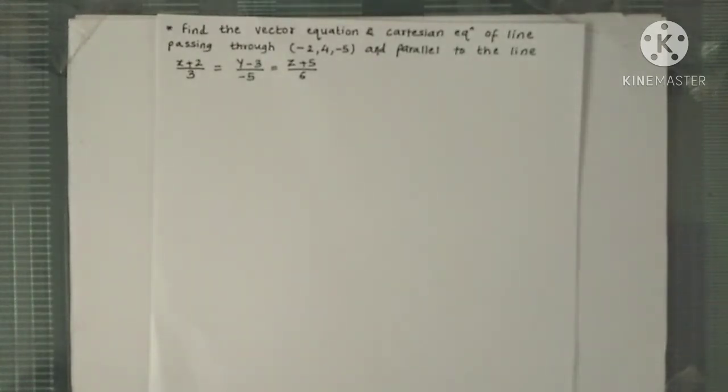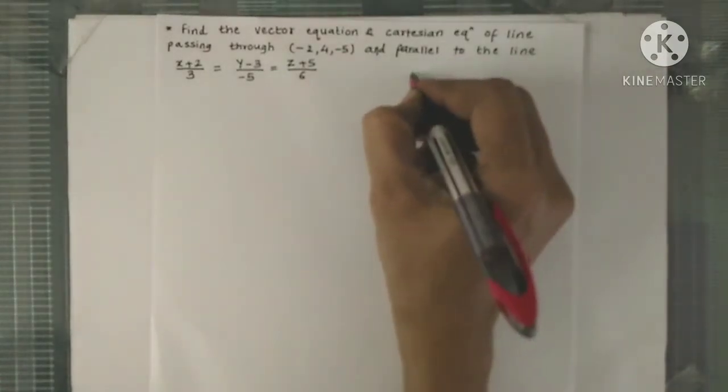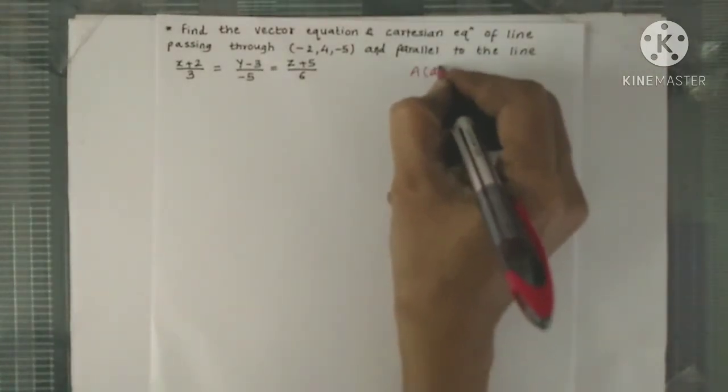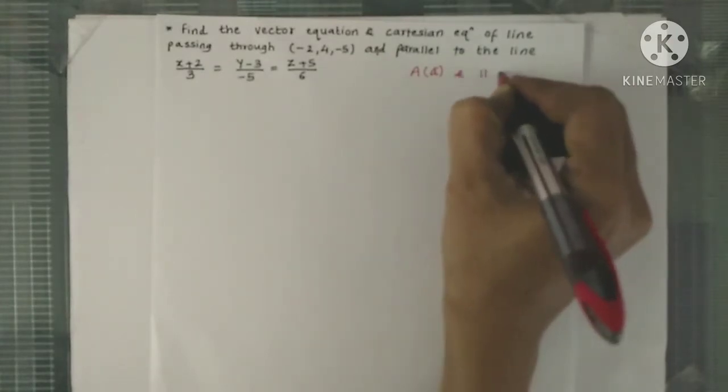Find the vector equation and Cartesian equation of the line passing through the point -2, 4, -5 and parallel to the line (x + 2)/3 = (y - 3)/-5 = (z + 5)/6. Let's revise what is vector equation of line passing through point A bar and parallel to B bar.